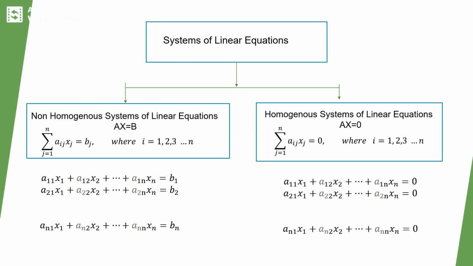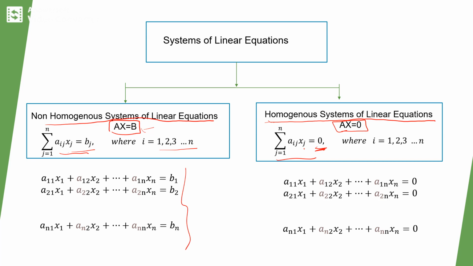Now the system of linear equation is divided into two parts. The first one, the non-homogeneous system of linear equation, that is Ax is equal to B, or sometimes we write Aij xj is equal to Bj, where i is equal to 1 to n. And the second one is the homogeneous system of linear equation, in which Ax is equal to 0, meaning when the right hand side constant, that is B, is 0, we say the system is homogeneous, and the system is represented by Aij xj is equal to 0.